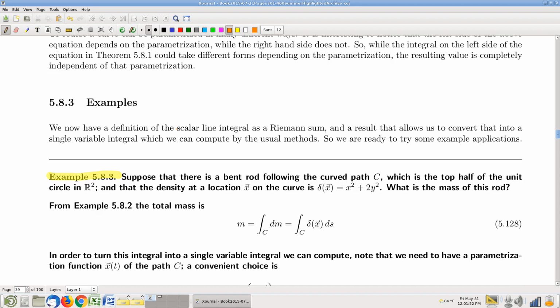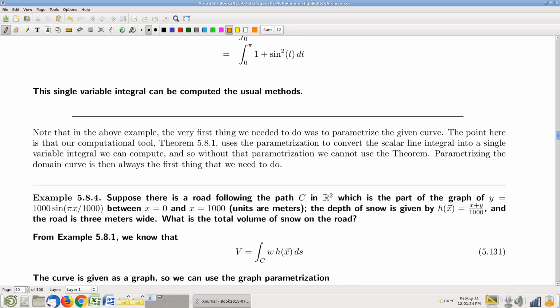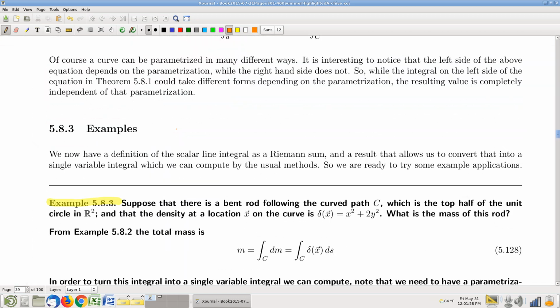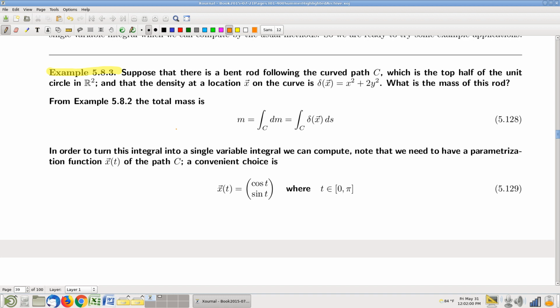Okay, so I'm going to show you one example, and the other example you can read for yourself. It's just details, and this will be a good stopping point for today. But let's do this one example. So it's a bent rod example. Compute the mass. Not that what this application is really matters, right? If you want to do the snow example, go ahead, right? But what we're working on here is how to actually evaluate line integrals.